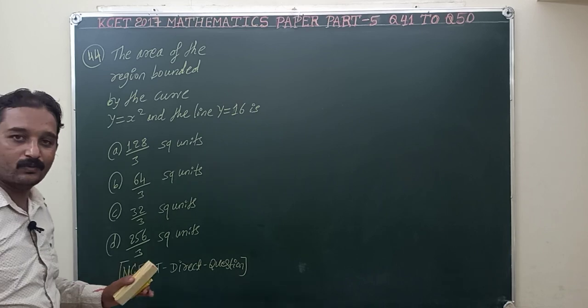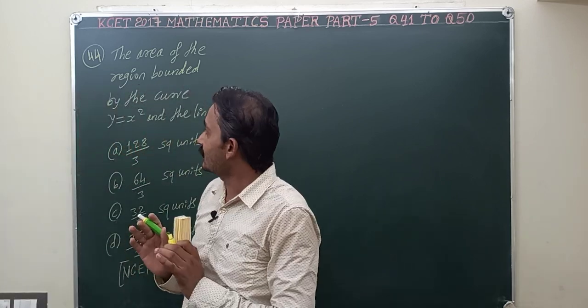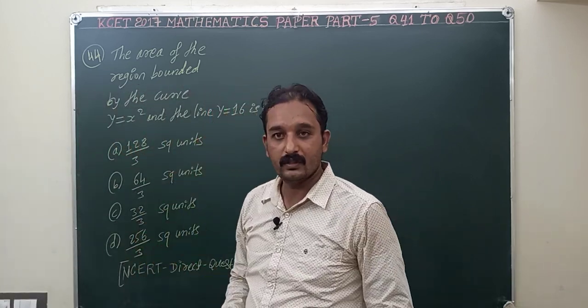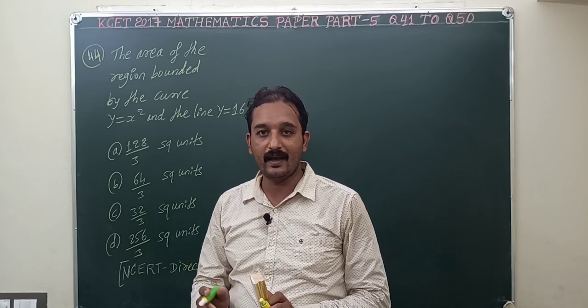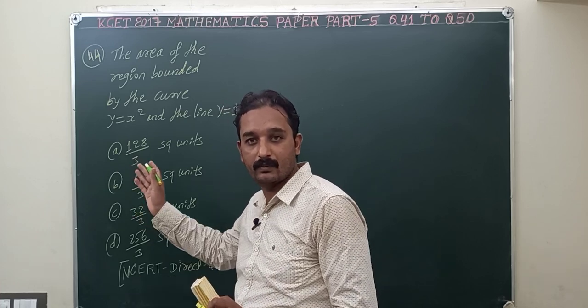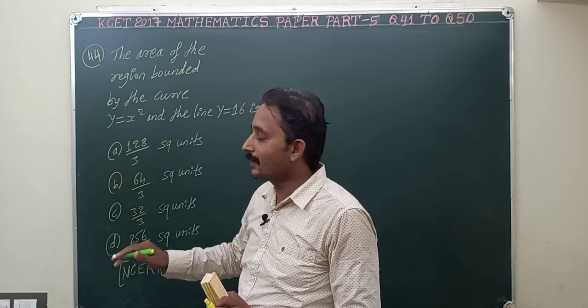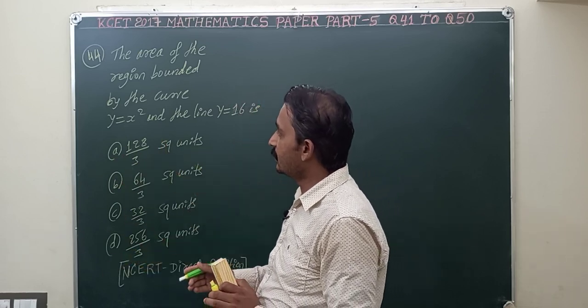So now let us move on to the next question, question number 44. This question is based on the chapter application of integration. Usually there are 2 or 3 questions on this chapter in KCET. Here take the first question. Let us see the question.